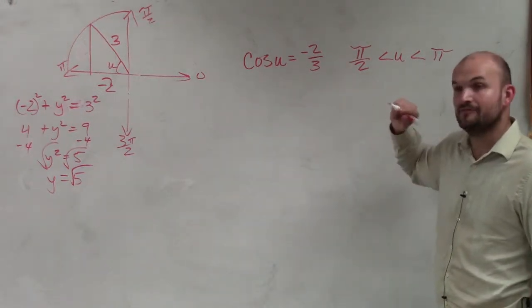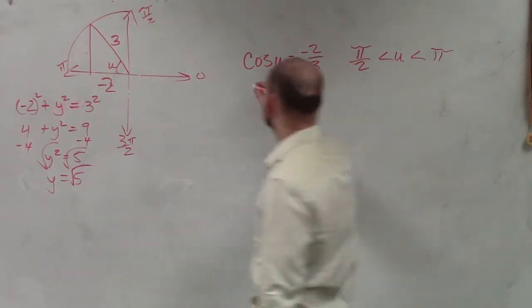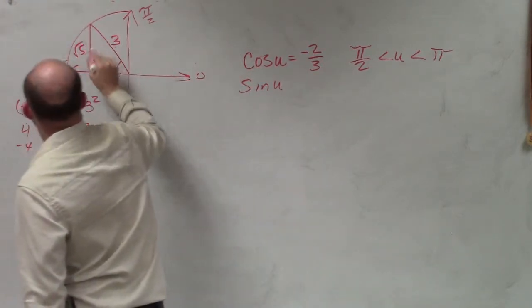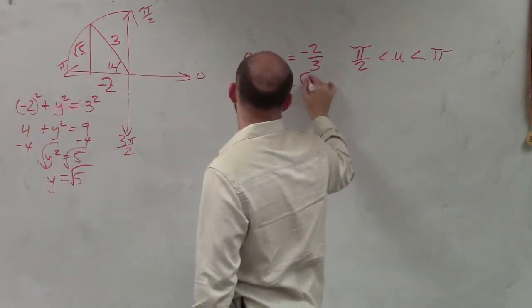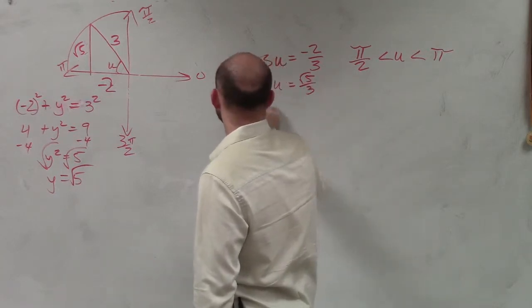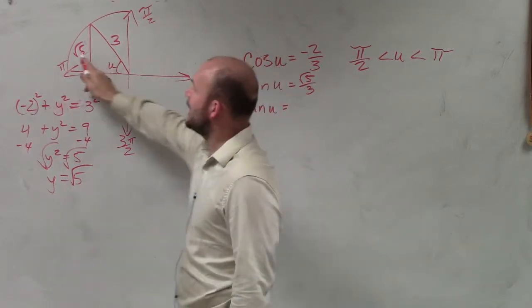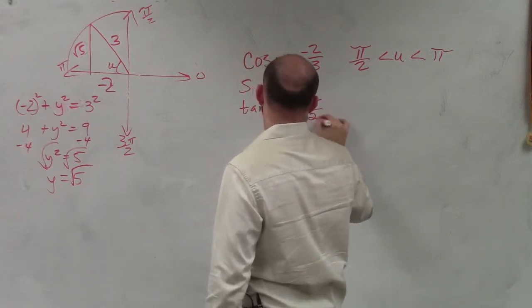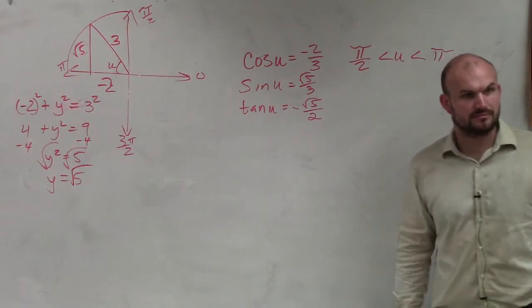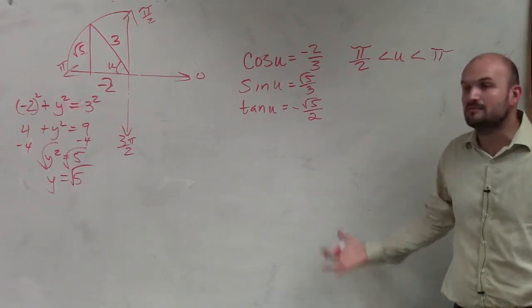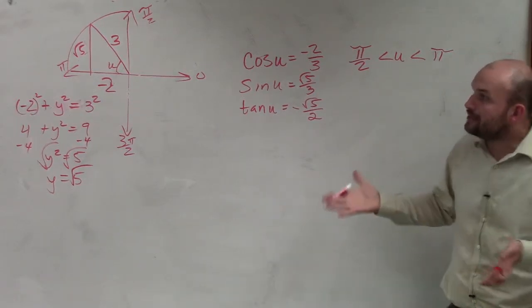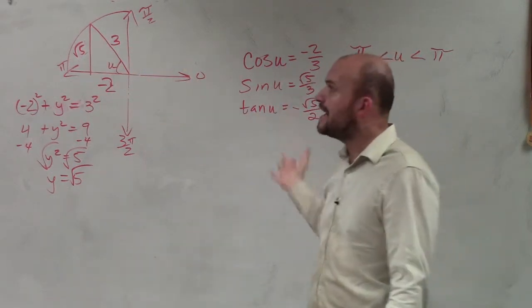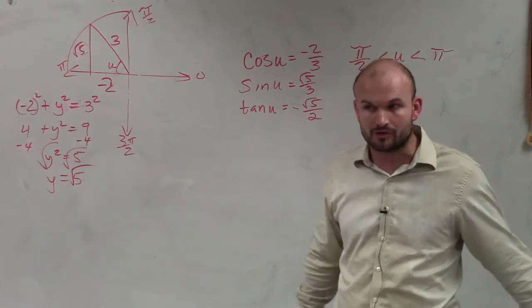So therefore, cosine of u is negative 2/3. The sine of u is opposite over hypotenuse, so that's going to be square root of 5 over 3. And the tangent of u is going to be opposite over adjacent. So does everybody see how I figured those out? Everybody should have been able to do that. That's the basic stuff. Then all we have to do is, I provide you the formulas. You're always going to have these formulas provided, and now you just plug them in and do the algebra and the math.